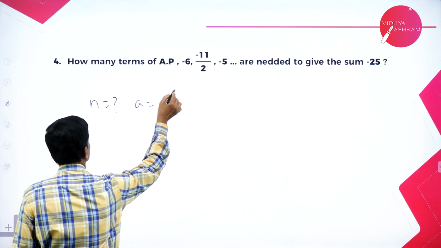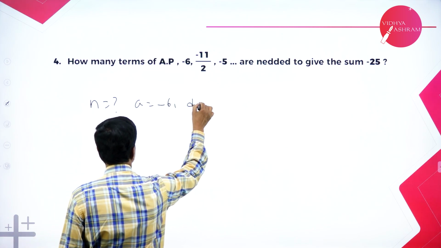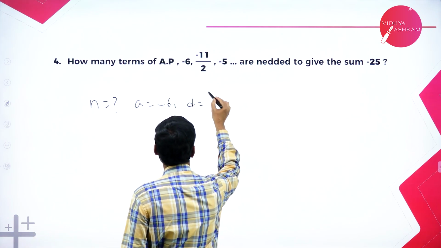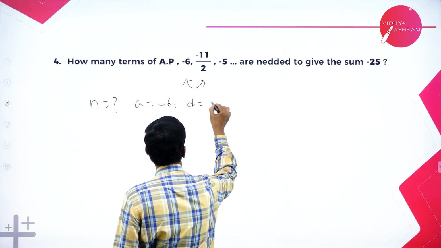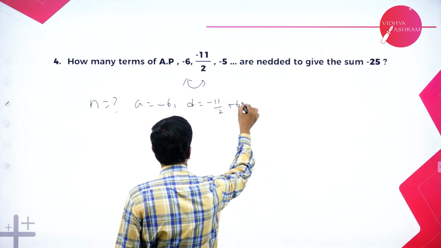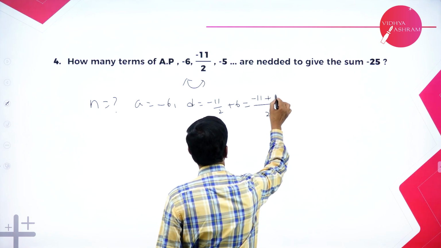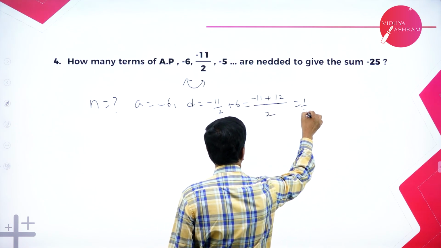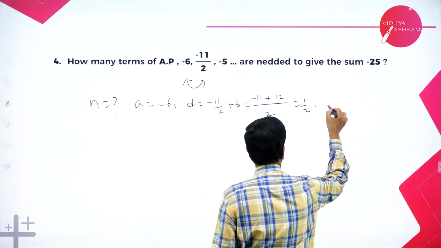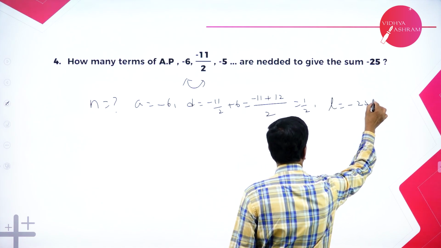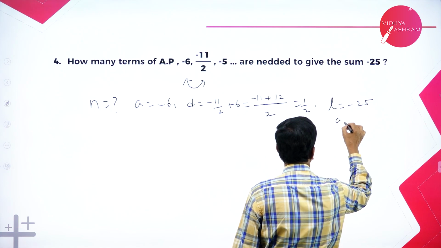What is given? a, the first term, is -6. d, what is d? This minus this. So -11/2 minus into minus plus 6. Take LCM, 2 is the LCM. -11 plus 6 twos is 12, 12 minus 11 is 1/2. And the last term is given. l is equal to -25. This is nothing but an.